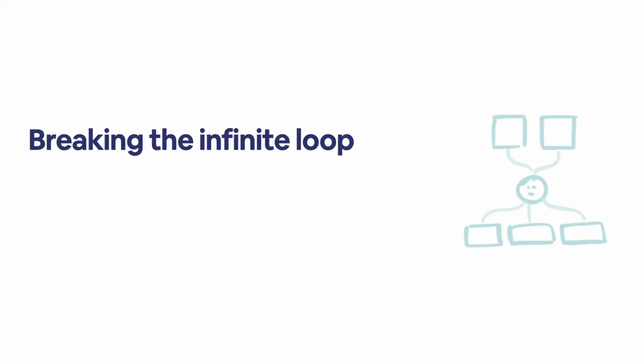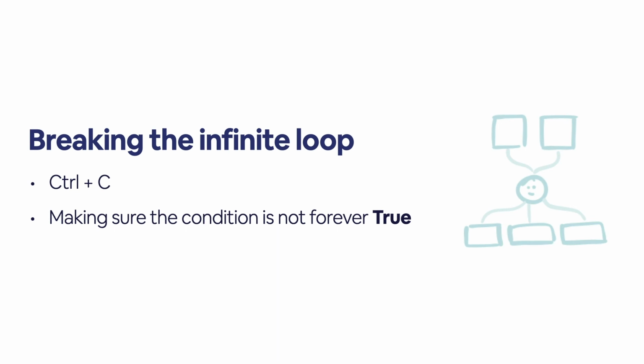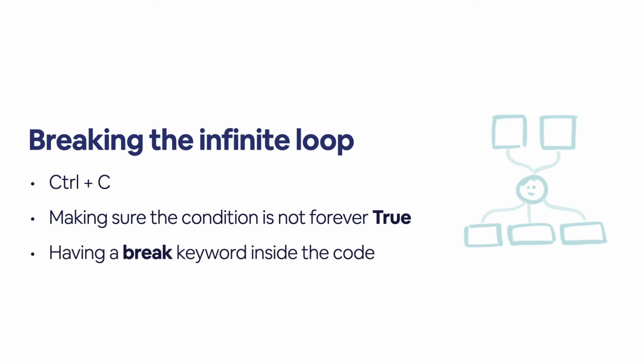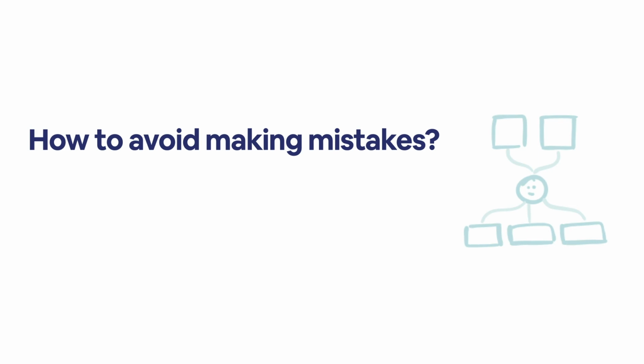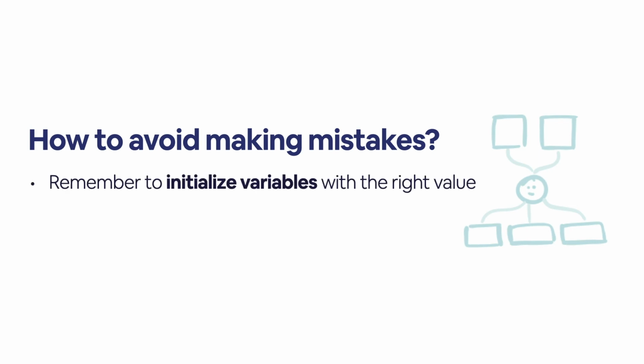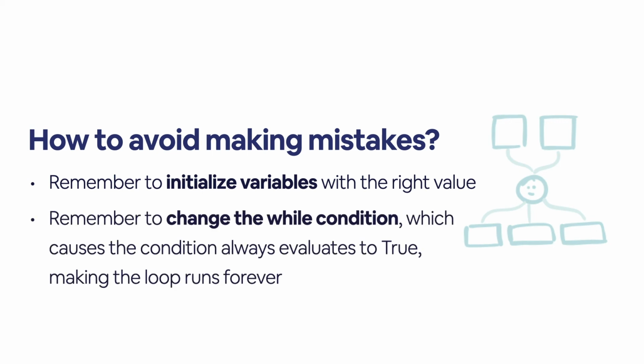So, quick refresh. There are 3 ways to break the infinite loop. Press Ctrl C if you accidentally execute an infinite loop. Otherwise, make sure the condition is not forever true, to avoid the infinite loop in the first place. Finally, have a break keyword inside your code. And, how do you avoid the most common pitfalls when writing while loops? First, remember to initialize your variables. And second, check that your loops won't run forever.